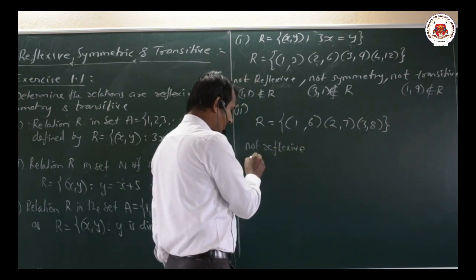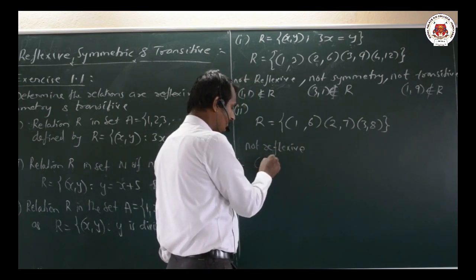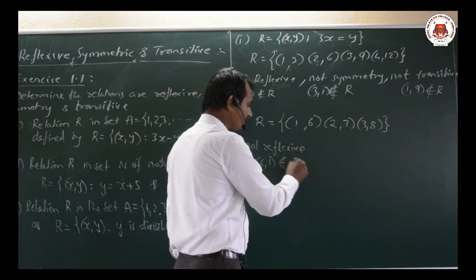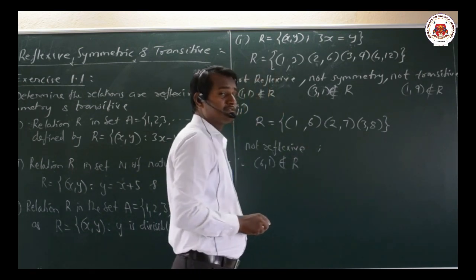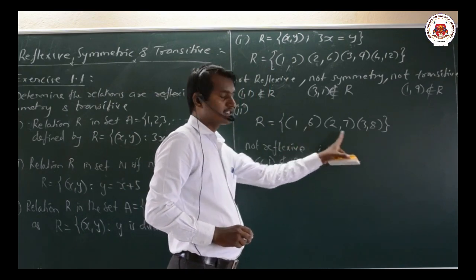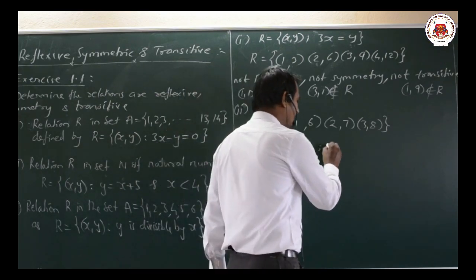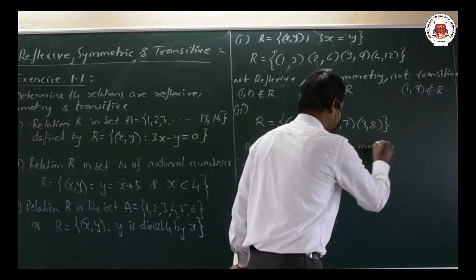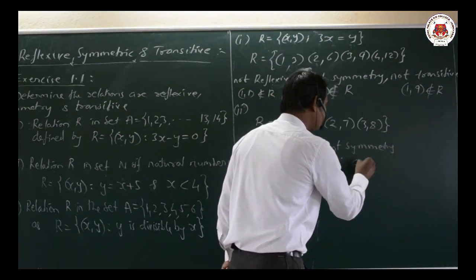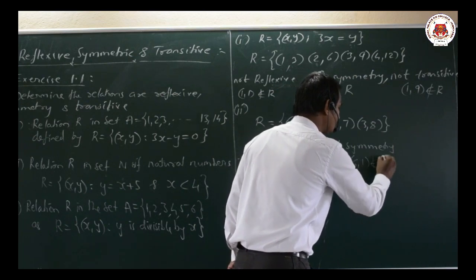The reason is, you can write (6, 1) does not belong to R. Next, symmetry. Symmetry means what? We are having (1, 6). Do we have (6, 1)? No, not symmetric. Because what is the reason? (6, 1) does not belong to R.